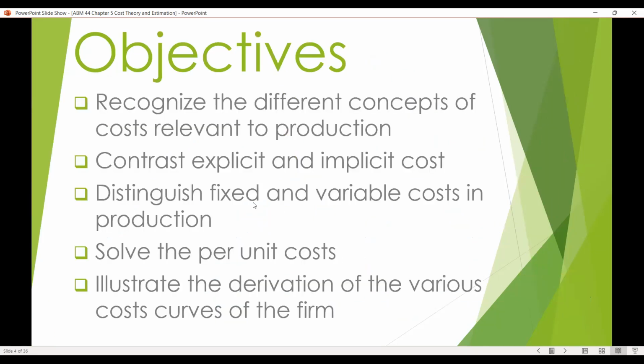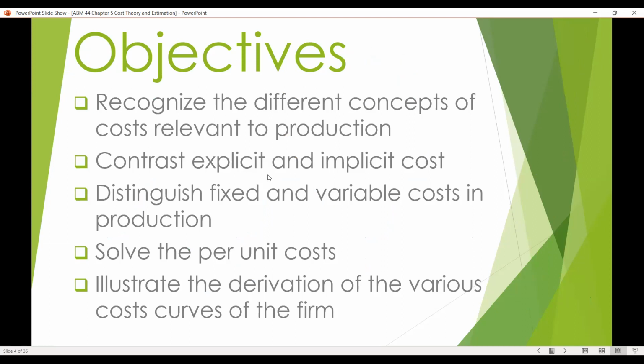So let's continue. The objective for this chapter is to recognize the different concepts of cost relevant to production. So we need to recognize what are those concepts regarding cost that affect our production, on how we produce our goods and services in our business.